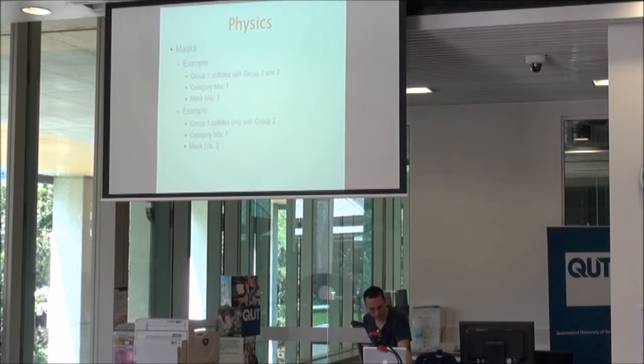So here is an example. Group 1 collides with group 1 and 2. So it has category bits 1, that's the group, and the mask bits is 1 and 2, so it sums to 3. That's basically how you do it. It's not that complicated.